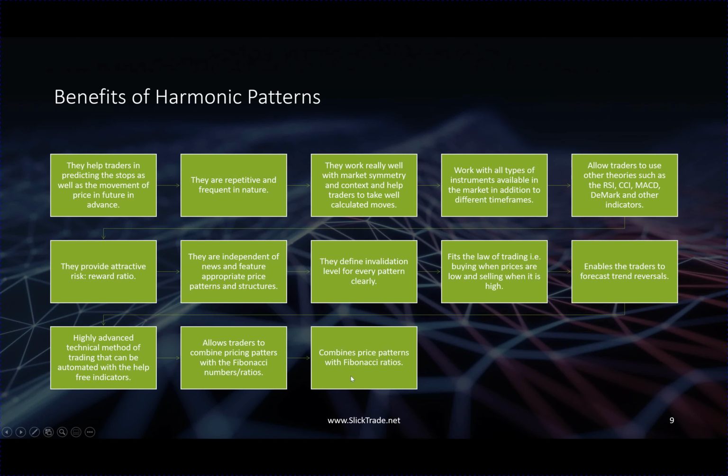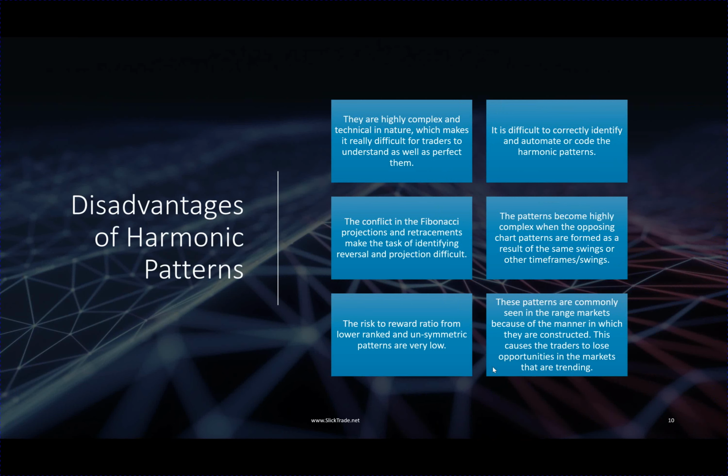Disadvantages. They're highly complex and technical in nature, which makes it difficult for some traders to understand as well as perfect them. It's difficult to correctly identify and automate or code the harmonic patterns. The conflict in the Fibonacci projections and retracements makes the task of identifying reversal and projection difficult. These patterns become highly complex when opposing chart patterns are formed as a result of the same swing or other time frames or swings. The risk-to-reward ratio from lower ranked and unsymmetric patterns is low.